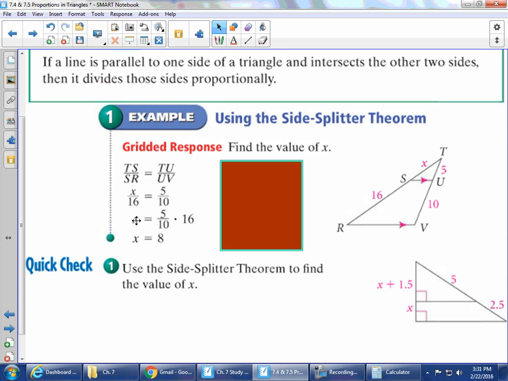Now they use a method of multiplying both sides by 16 and getting the answer. Continue to use cross multiplying. So you have the side splitter theorem, just another way to get a proportion in a triangle.